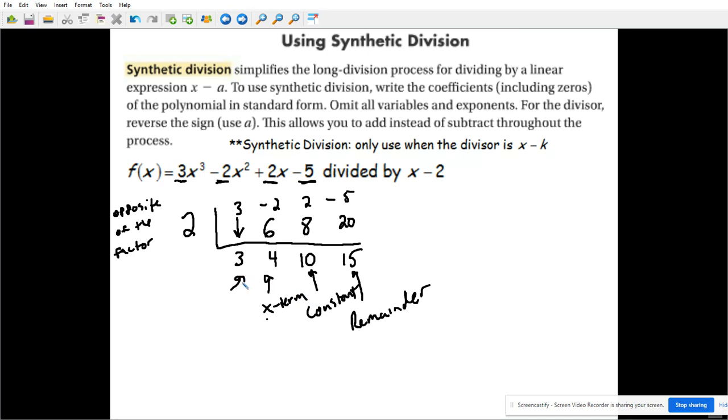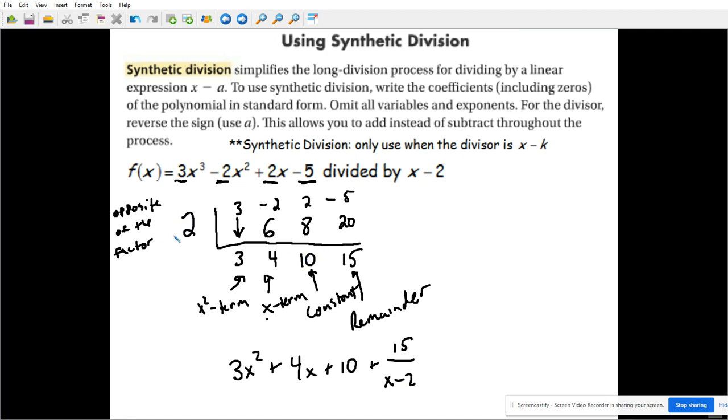And this number here is always my x squared term. So to write this out, these are the coefficients of each one of these numbers. This would be 3x squared plus 4x plus 10 plus my remainder, which is 15 over, what did I divide by, x minus 2. So this is kind of a mathematical shortcut to dividing.